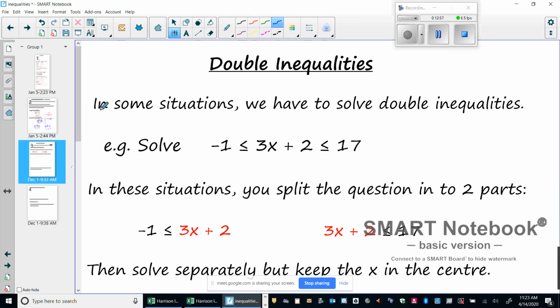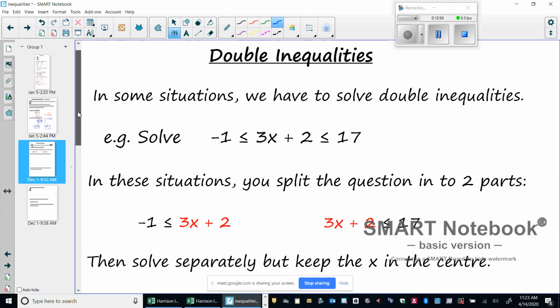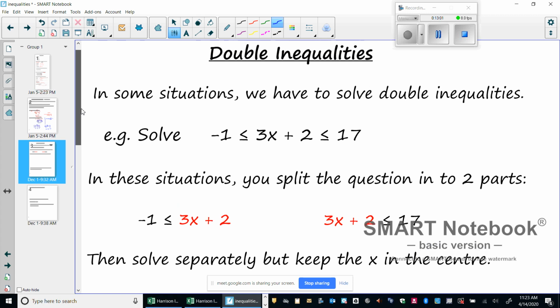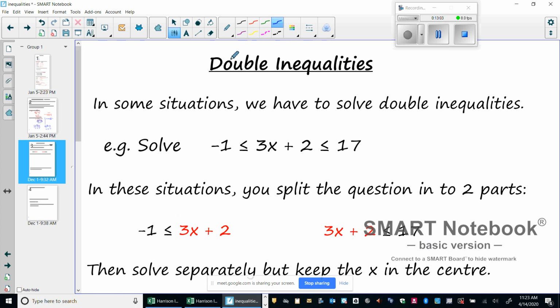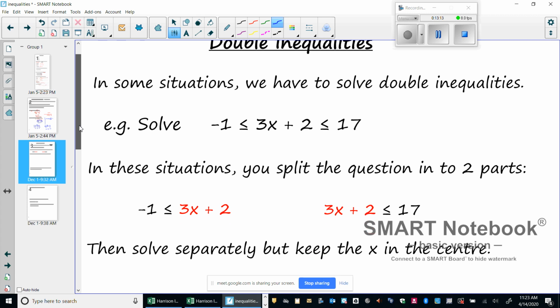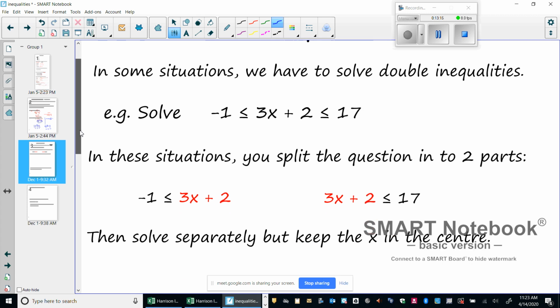Okay, right, now moving on to the stuff that we got to at the end of last time. So we should all have these sheets in our packs. The only difference here is that sometimes you're going to have something in the middle and you're going to have two inequality signs, okay? It's really straightforward, she says, hoping you agree with me.